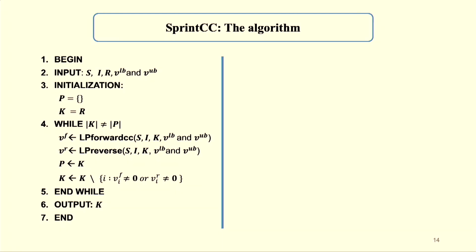SprintCC algorithm does the same, but here we will not have this LP minimal because we are not aiming at finding the minimal subnetwork. Instead, we will re-implement this LP forward and LP reverse in a repeated manner in such a way that all the reactions which are unblocked could be identified.